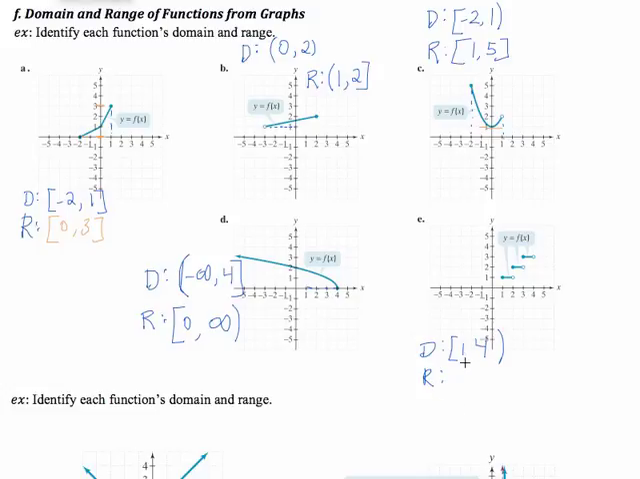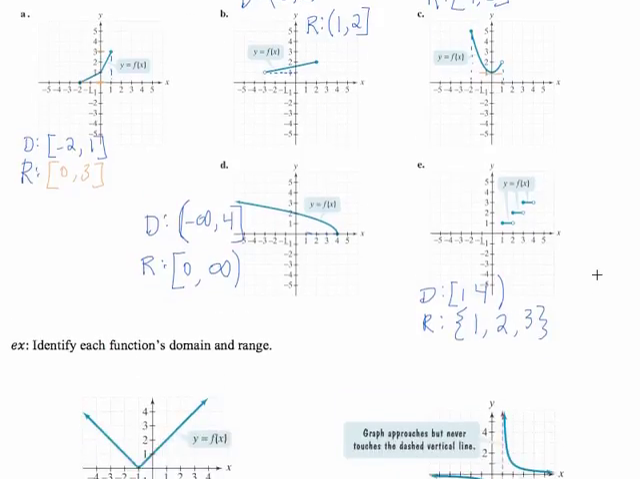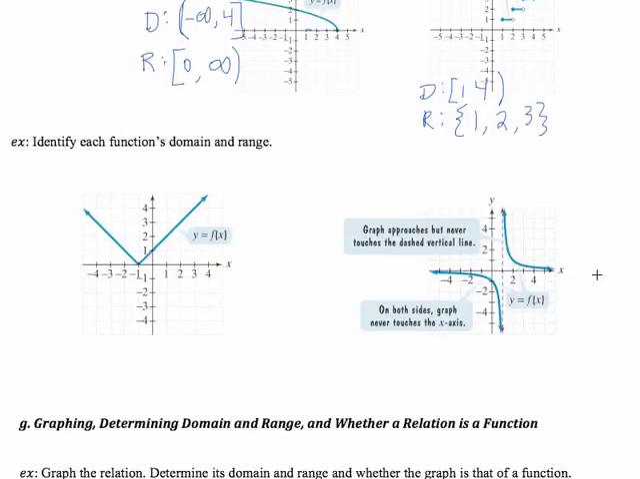So my range is actually, I have to list the values, simply 1, 2, and 3. And that's it. And then you should also pause the video and try these two on your own.